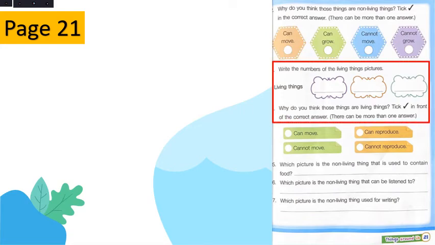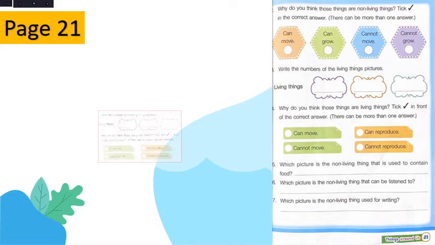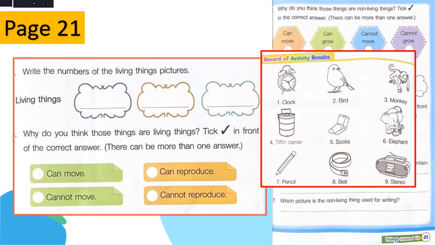Next, write the numbers of the living things pictures. So look at the picture again and look for all of the living things. For example, here we have bird. So bird is a living thing. Now put number 2 on the blank.